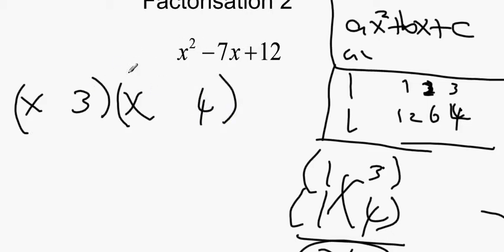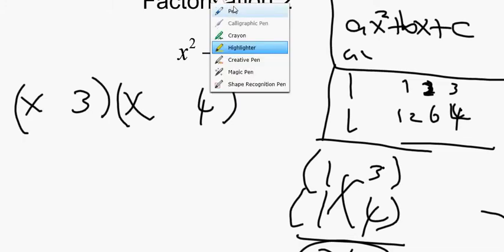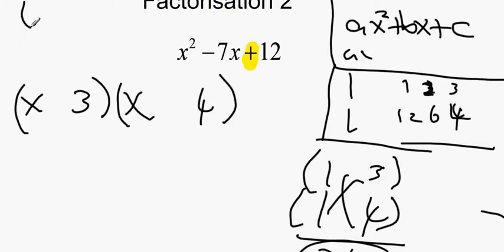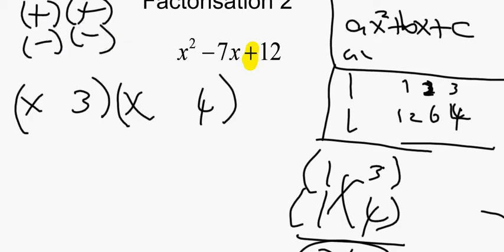Now, the thing is about the signs. To find the signs of the brackets, we look at this term or this sign here at the back, and it's positive. How do we get positive signs? Remember, positive we can get by a positive multiplied by a positive, or a negative and a negative. So which one do you think it is?